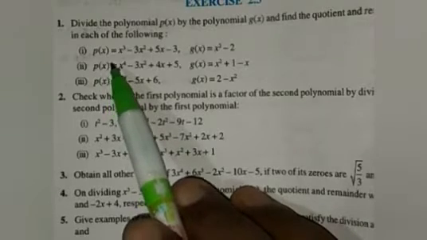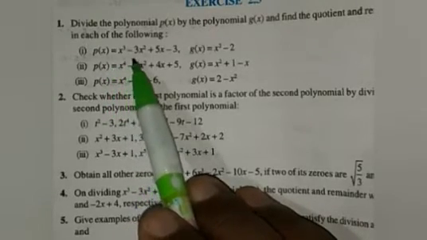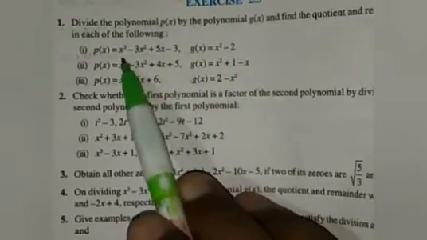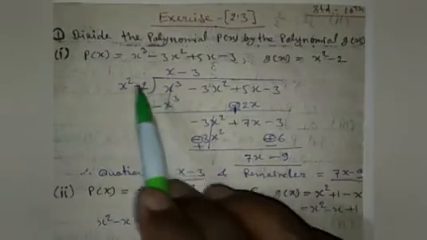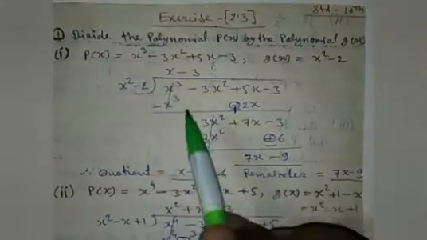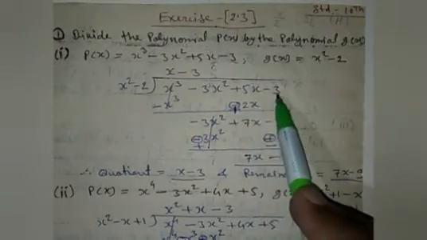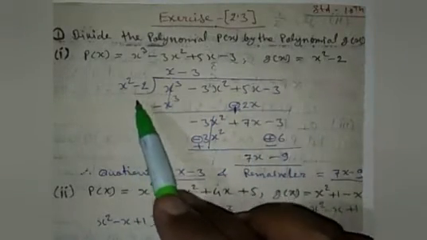So in the first part, p(x) is equal to x cube minus 3x square plus 5x minus 3, and g(x) is given as x square minus 2. So you have to divide this polynomial by this. In the first part, p(x) is x cube minus 3x square plus 5x minus 3. It is divided by x square minus 2.